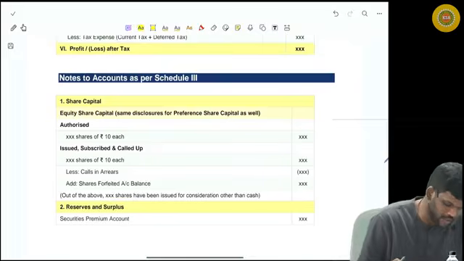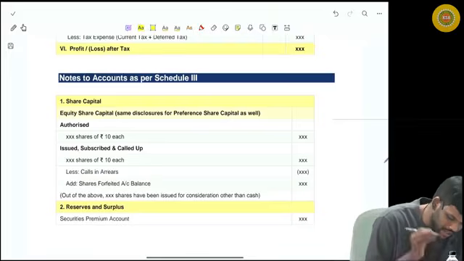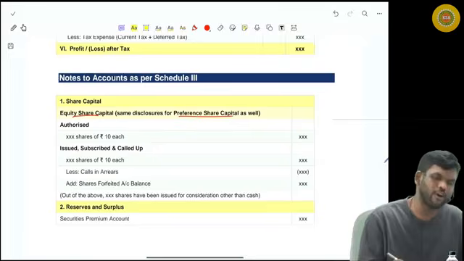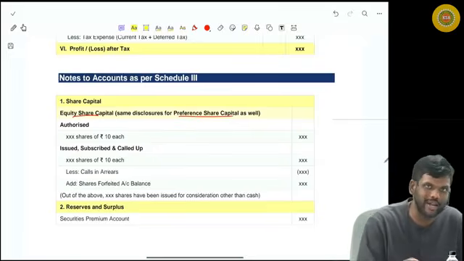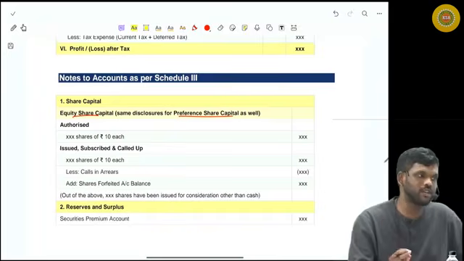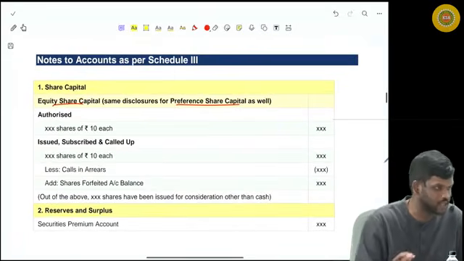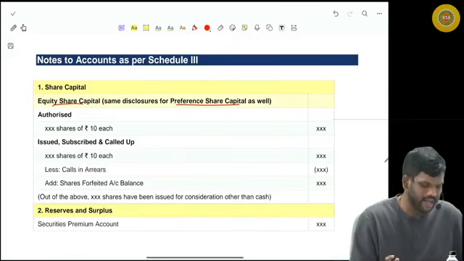So first one, share capital. That's why I've written clearly equity share capital; we will give separate disclosures. The same thing will apply even for preference share capital as well. So whatever I have written here for equity share capital applies for preference share capital also. In the question, if you have both equity share capital as well as preference share capital, ensure that you write the same disclosures separately for equity share capital and separately for preference share capital.